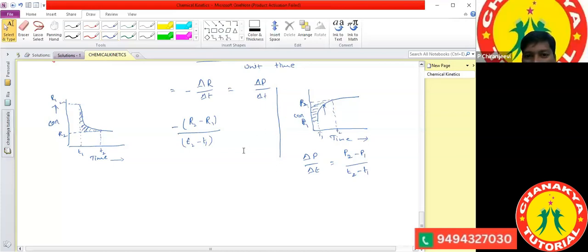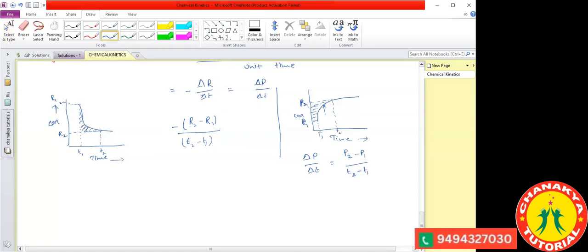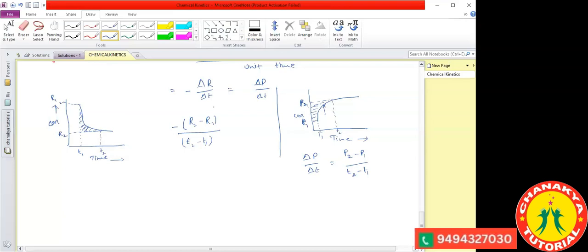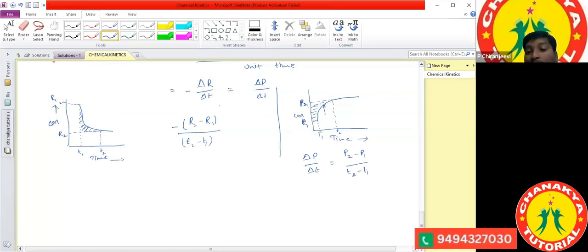Come again, Samhita. Instantaneous rate of reaction is minus dR by dt. Minus delta R by delta T is the average rate, my dear. Delta R by delta T is represented as the average rate of reaction. Instantaneous means minus dR by dt, or plus dP by dt.